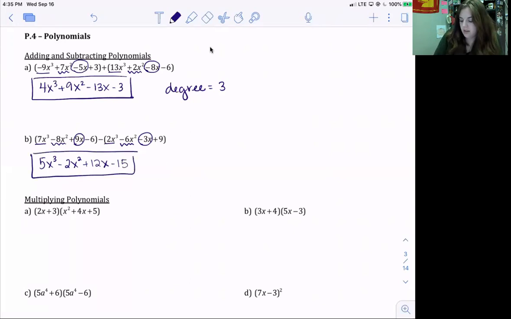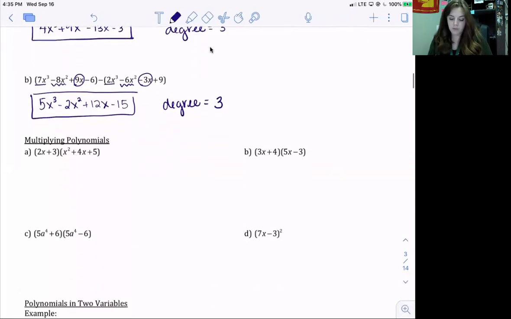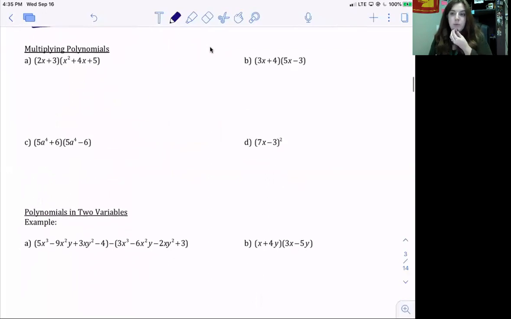Okay, and then again, we can find our degree. It's our largest exponent, which here again happens to be 3. All right, multiplying polynomials. Remember, when we multiply, we want to distribute every term to every term in the next polynomial. And also when we multiply, we add our exponents. So here we have the quantity of 2x plus 3 times the quantity of x squared plus 4x plus 5.